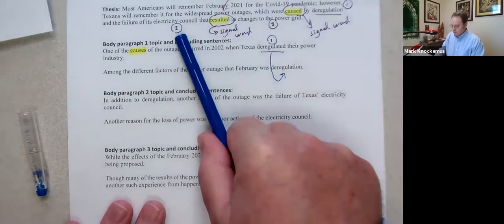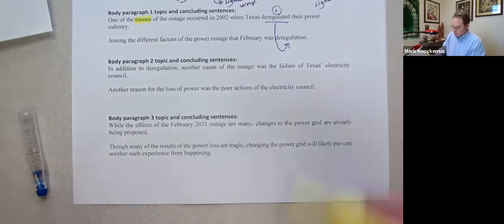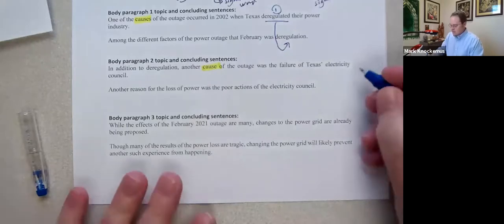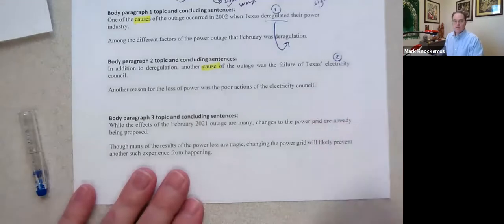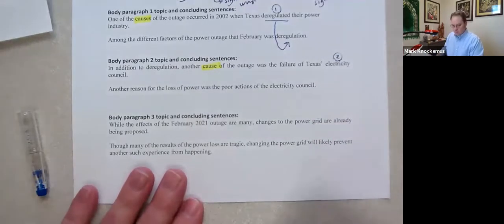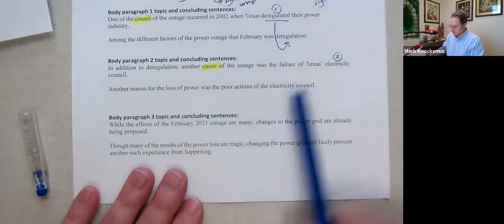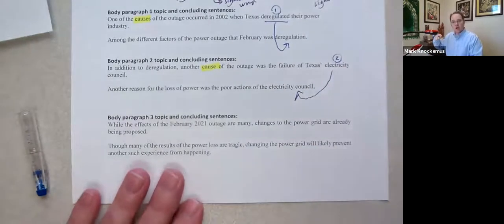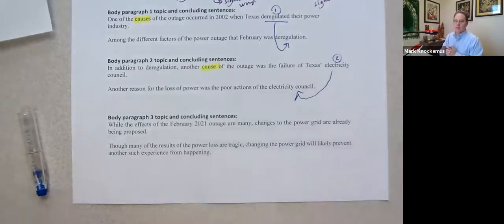2 is electricity council. In addition to deregulation, another cause of the outage was the failure of Texas's electricity council. Here we hear it. So that's 2. Another reason for the loss of power was the poor actions of the electricity council, right? So we hear that again, an echo. And that's a good way to think about a concluding sentence, is that it's going to be an echo of the topic sentence, not a copy paste, but an echo.